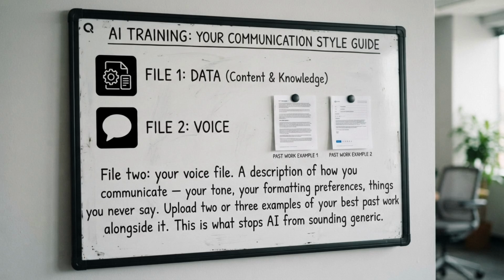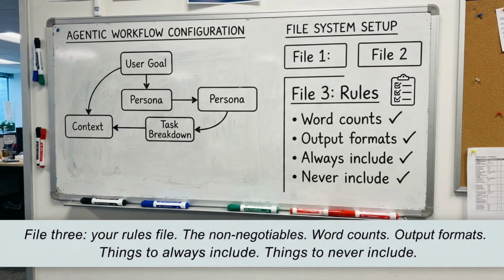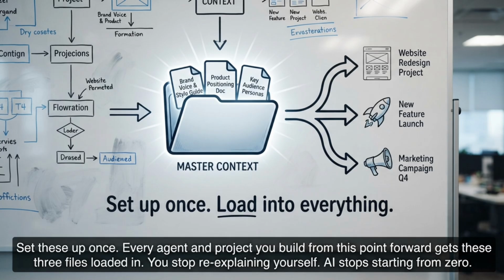File 2, your voice file. A description of how you communicate, your tone, your formatting preferences, things you never say. Upload 2 or 3 examples of your best work alongside it. This is what stops AI from sounding generic. File 3, your rules file, the non-negotiables. Word counts, output formats, things to always include, things to never include. Set these up once. Every agent and project you build from this point forward gets these 3 files loaded in. You stop re-explaining yourself, AI stops starting from zero.